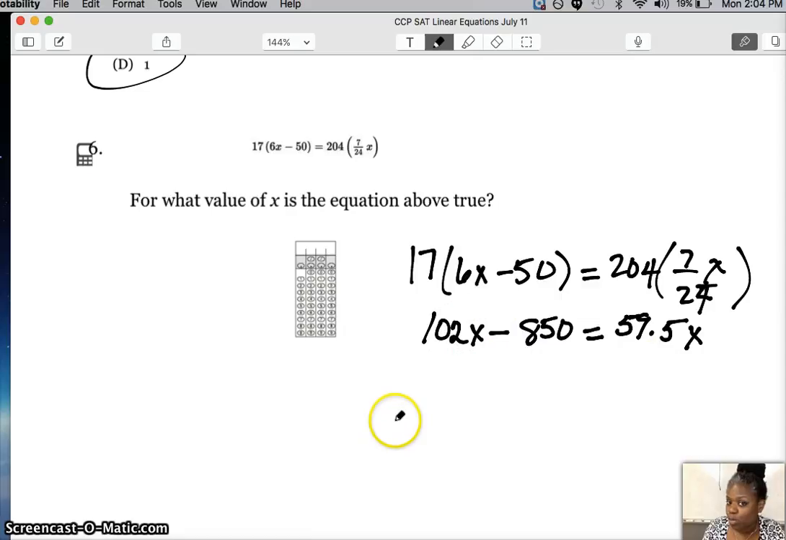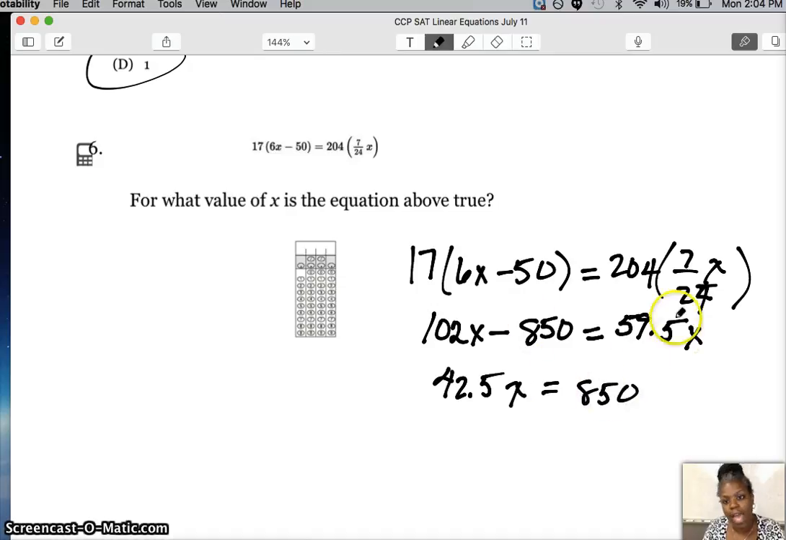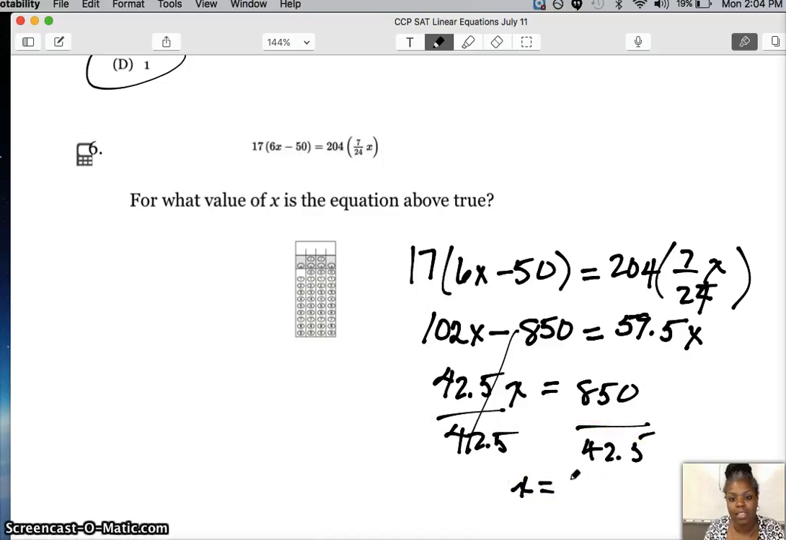You're going to move all your x terms to one side and move your constant terms to the other side. So when I subtract 59.5 from both sides, I'm going to end up with 42.5x over here. When I add 850 to both sides, I get 850 over here because I move that. At this point, I'm feeling really good because these numbers look like they're going to mesh together well. I could pull out my calculator and do this, and I'll get that x is equal to 20.